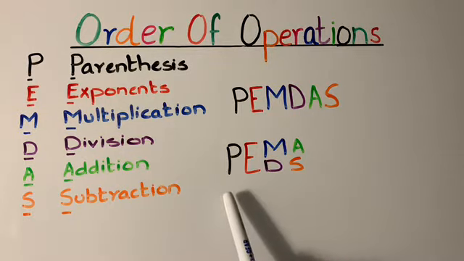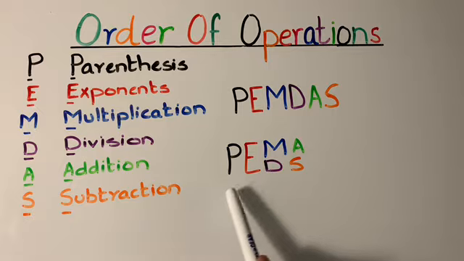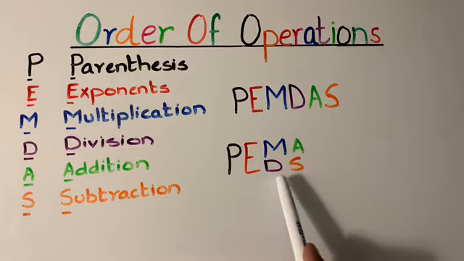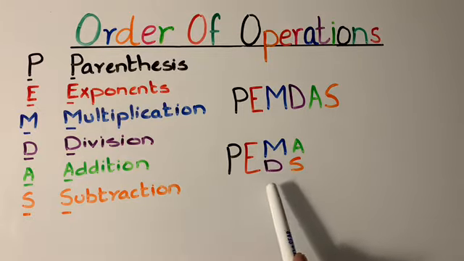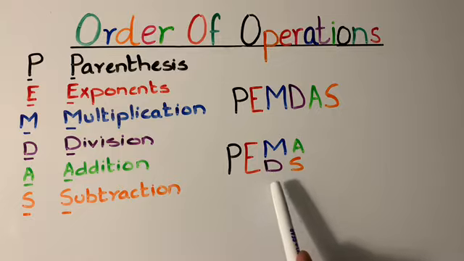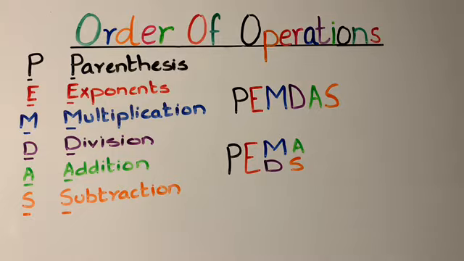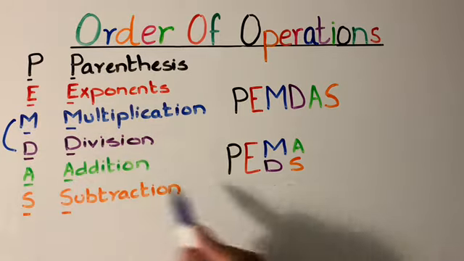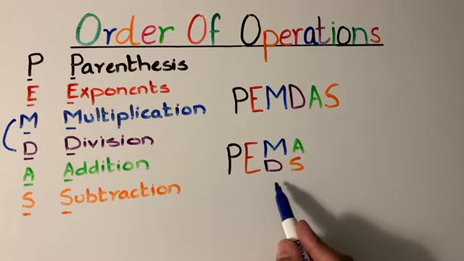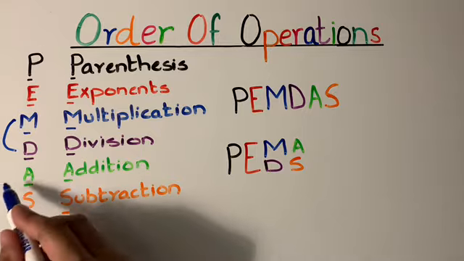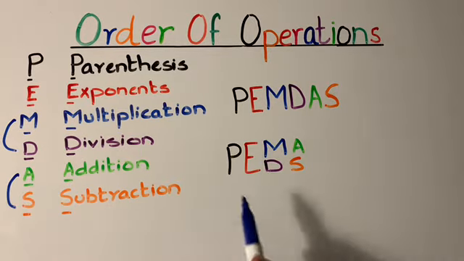I can also write it like this, PEM, DAS. Why did I write M and D, multiplication and division, like this? The reason is multiplication and division have the same level of priority. And the same is the case with addition and subtraction. So PEMDAS will help you to memorize the order of operations.